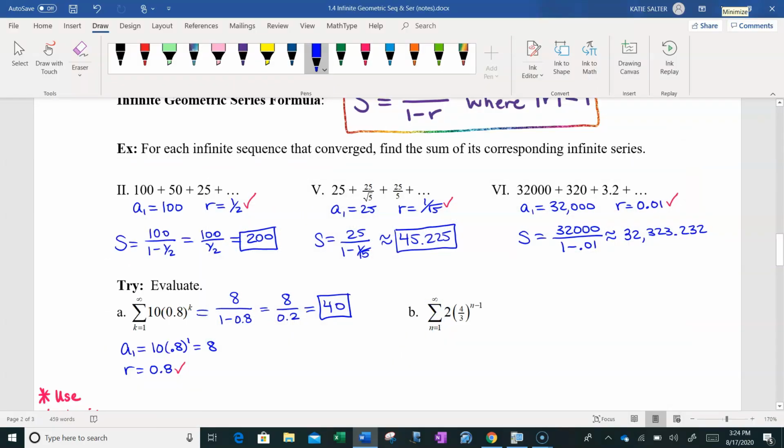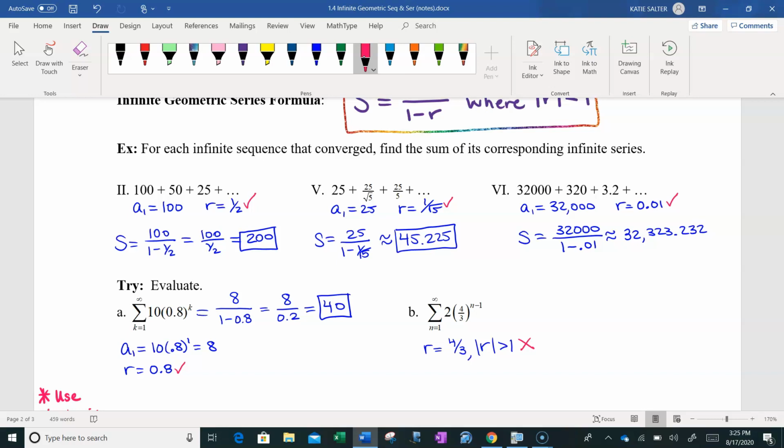All right, so looking at the next one, if we calculated the first term, we would want to substitute 1 in, but before we do that, let's just check the r value to see if we can even do this. In this case, the r value is 4/3, and 4/3 is a number greater than 1. So the absolute value of r in this case is greater than 1. So if that happens, that means, guys, we can't do this. This particular series does not have a finite sum.